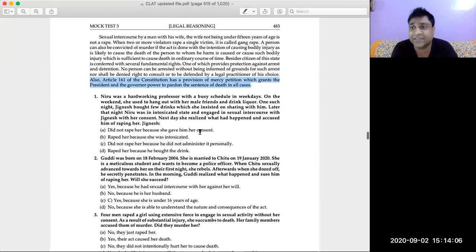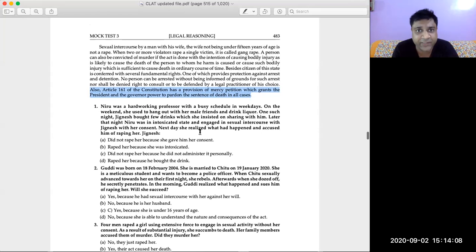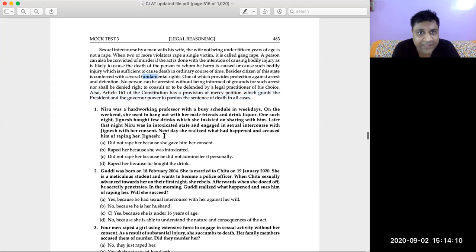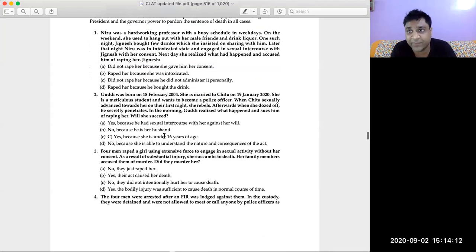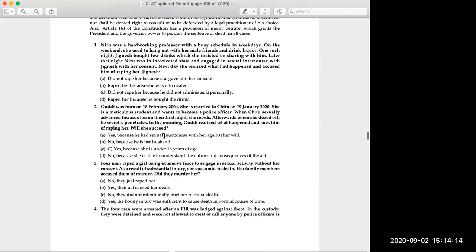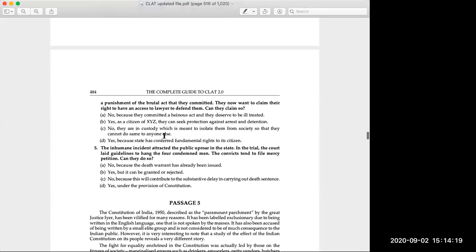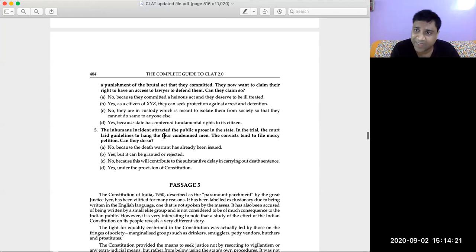pardon the death sentence. I think here it should not have been fundamental rights, it should have been certain rights, because 161 is not a fundamental right. Whether it is rejected or granted is none of our business. We just have to stick to the answer that is the right answer.